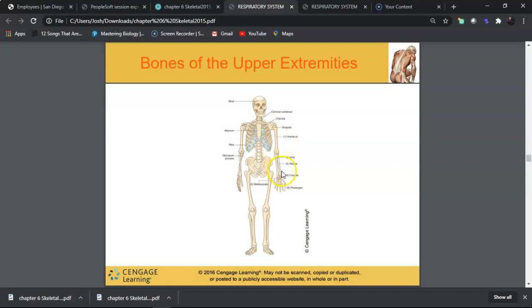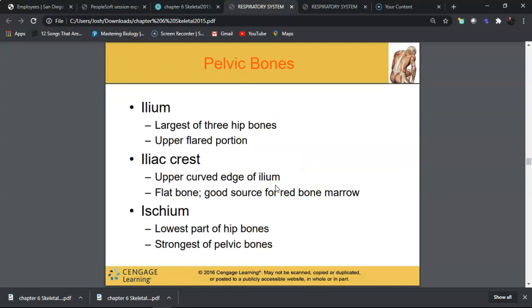And then we have the radius, which is the thumb side, and the ulna, which is the pinky side, okay? So as we travel down, we then have the pelvic bones, okay? So we've kind of hit the arms, and we went down as far as the sacrum and the coccyx. So now we're going to look at the pelvic bone structure.